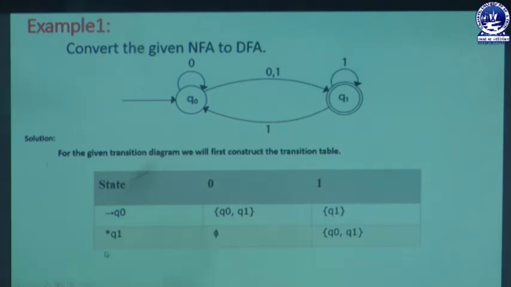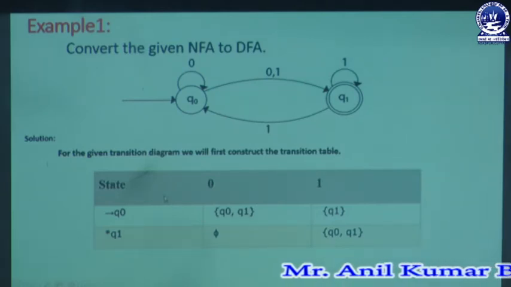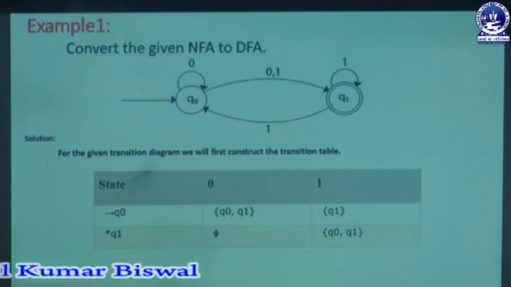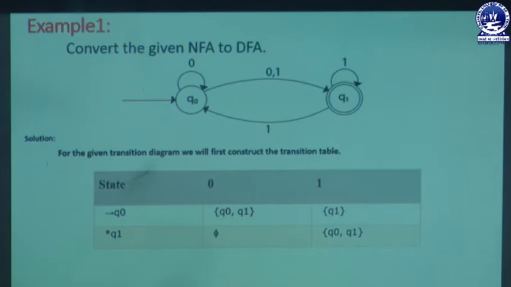Next is Q1. Here, Q1 is known as a final state. We know that a final state is always denoted with a star mark, or asterisk. Each type of final state is always denoted with a double circle, and each double circle is always marked with a star, or asterisk.